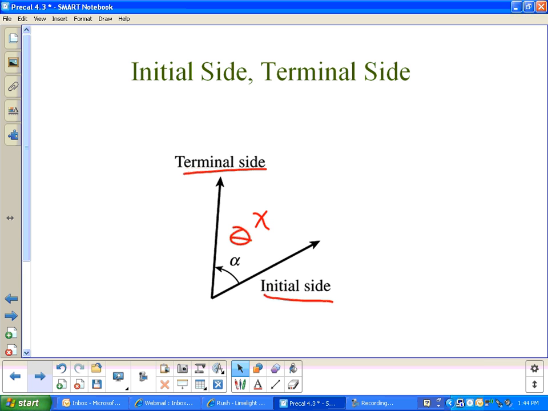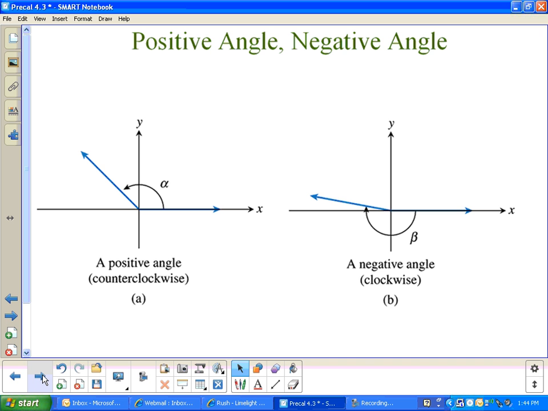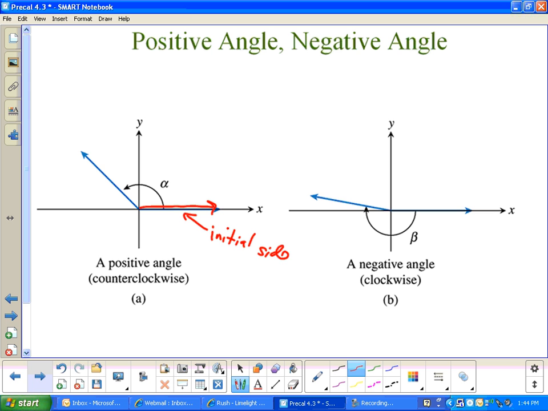Now, with what we're doing today, the initial side is always going to be on the x-axis. So this ray is going to be the initial side, and the other ray just depends where you go. In this case, that's the terminal side. And the angle is exactly what you would expect. It's going from the initial side counterclockwise over to the terminal side.